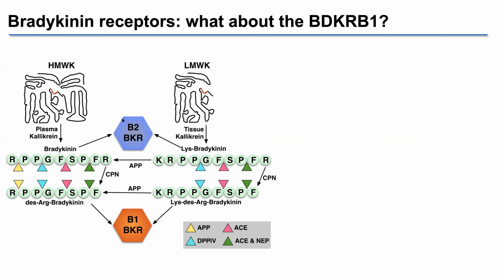Lysyl bradykinin acts on the B2 receptor, as does bradykinin. Both of them can be degraded by carboxypeptidase to desarg bradykinin or lysyl desarg bradykinin, which can potentially act on the B1 receptor. Both are inactivated by ACE, but also by DPP4 and NEP. So what is the potential role of the B1 receptor?